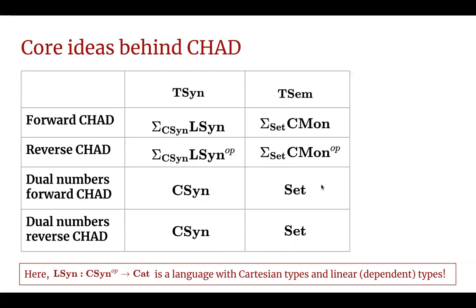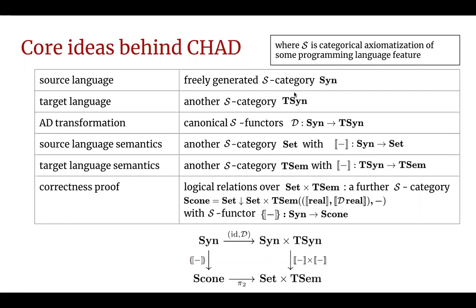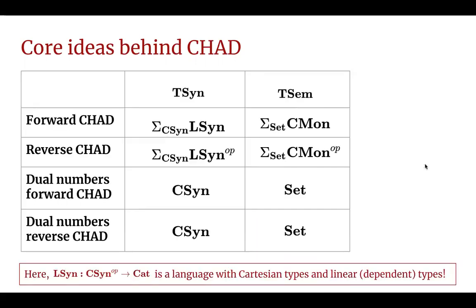Okay, so this is the very high level picture. The only thing that I haven't said here now is, what is this target language? And what is this target language semantics? And that's precisely how the different AD algorithms will differ from each other.